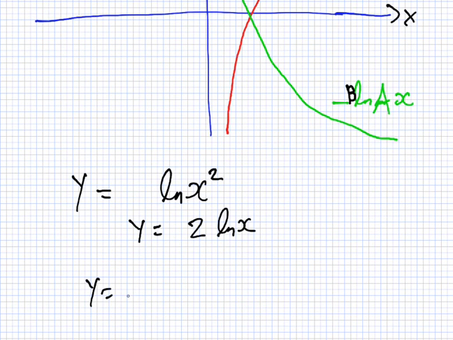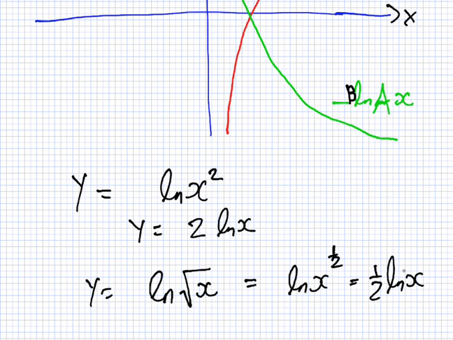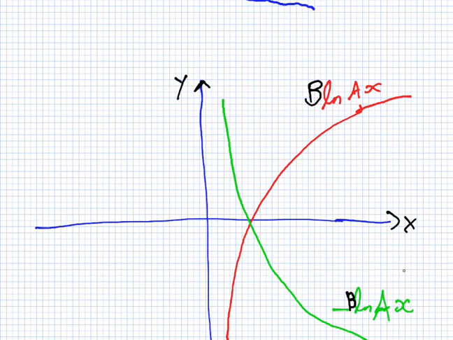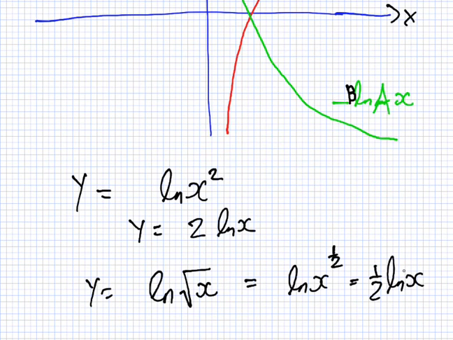What about something like this? Well, that's the same as log x power half, which is the same as a half log x, which again is just the red graph. So that's the nice thing about log graphs, is that even if you have something complicated inside your log, you can use the rules to simplify it, and it's easy to make the graph then.